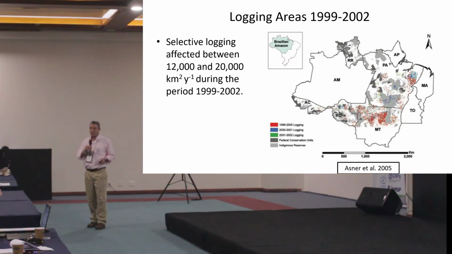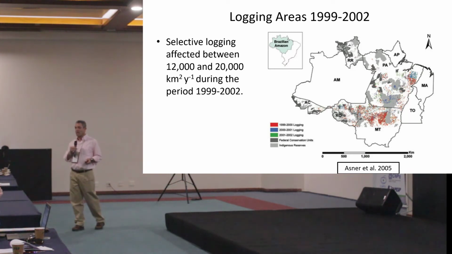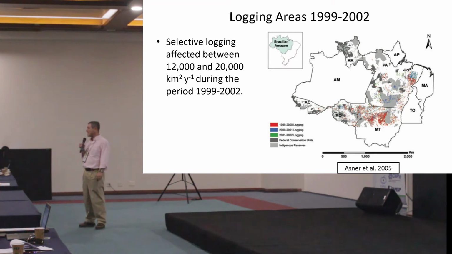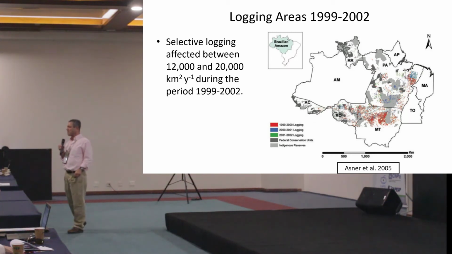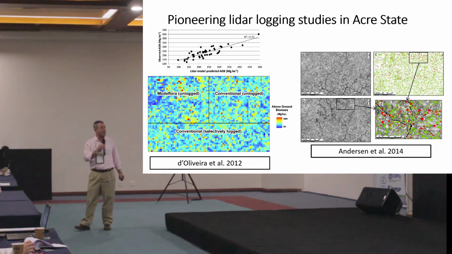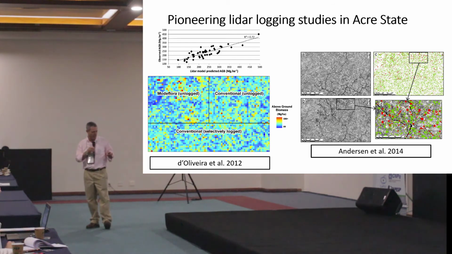Back in the early 2000s, we did a study that, using Landsat, tried to catalog how much logging was out there. Greg Asner published this in 2005. Here's the arc of deforestation. Again, logging occurs in the arc of deforestation, and it ranged between 12,000 and 20,000 kilometers squared per year. That's a lot of area, and was an area that was comparable to the amount of Brazilian Amazon deforestation at that time. So logging covers a lot of area.